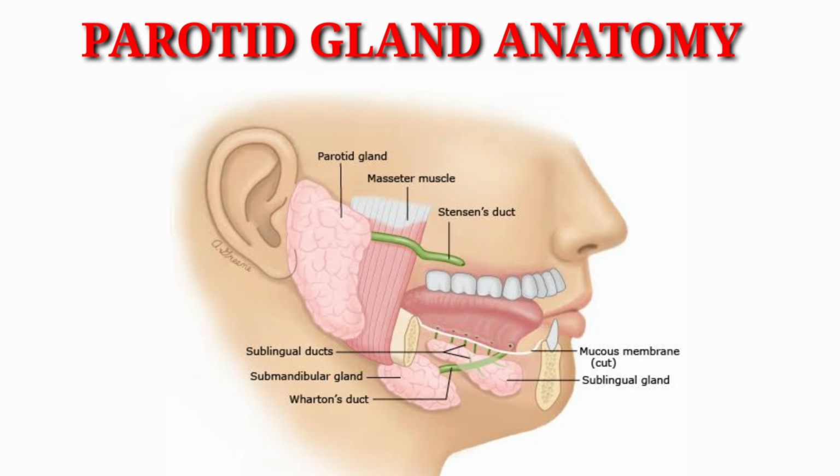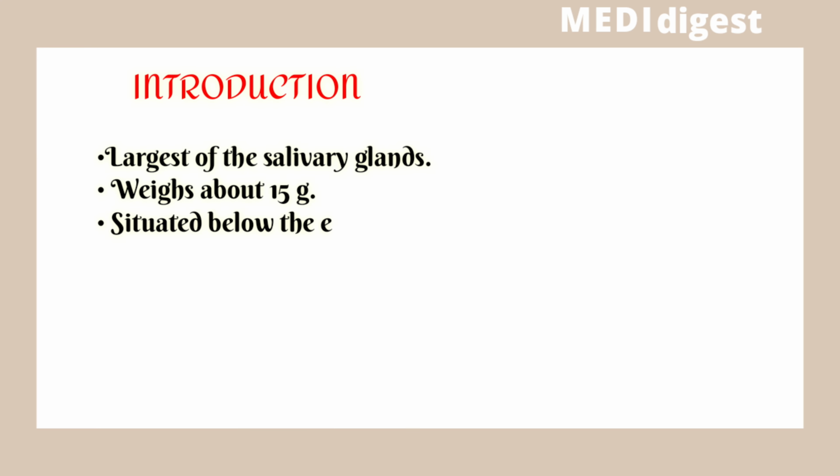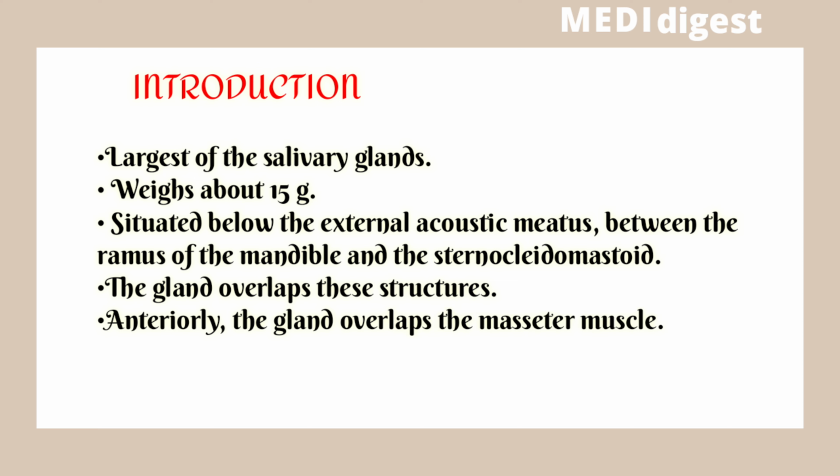In this video we will be learning about the anatomy of the parotid gland. The parotid gland is the largest of the salivary glands. It is situated below the external acoustic meatus between the ramus of the mandible and the sternocleidomastoid. The gland overlaps these structures. Anteriorly, the gland also overlaps the masseter muscle.